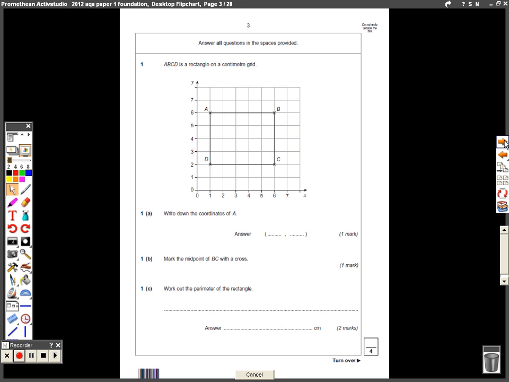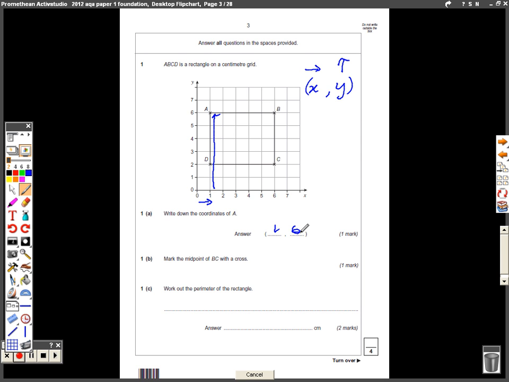On to the first question about coordinates. You need to remember alphabetical order. We've got x, then y. So x, then y. So we've got how far across and how far up. Write down the coordinates of A. So we've got across 1 and up 6, 1, 6.